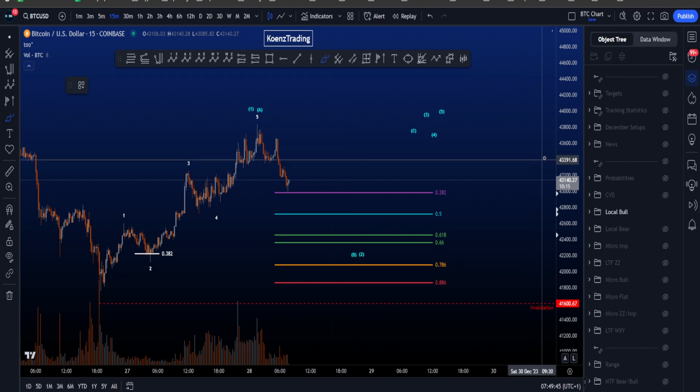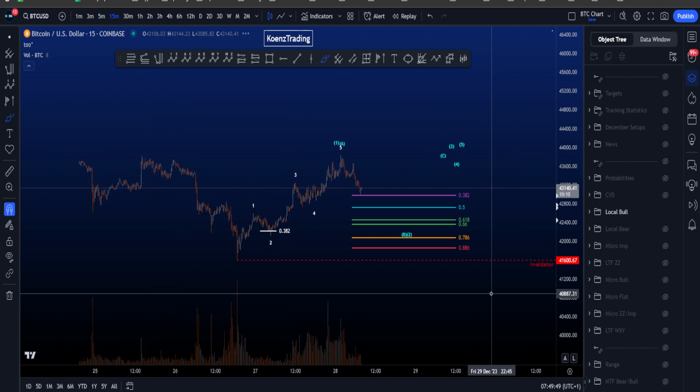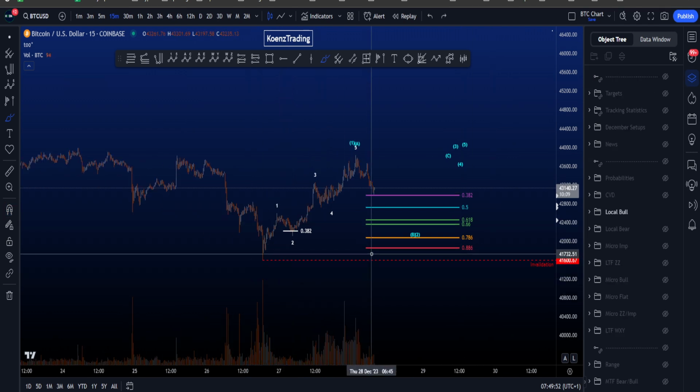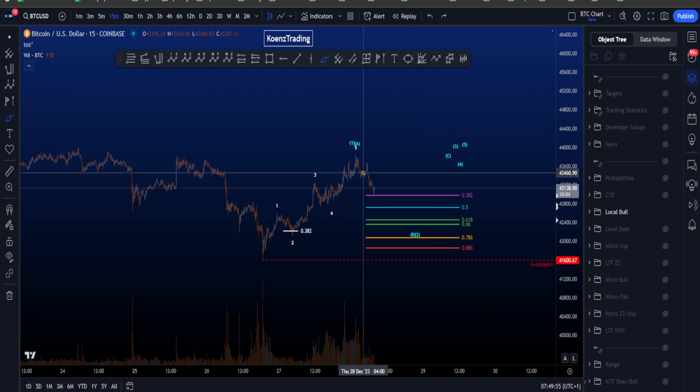But in this scenario, we are looking for continuation, and the invalidation is below this level over here. If this level is hit, then we're going to be looking for either a wave C to the downside over here or a wave 3 to lower prices.